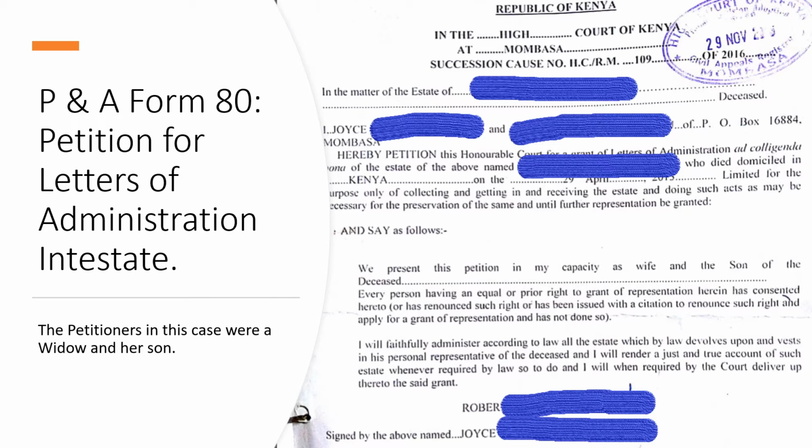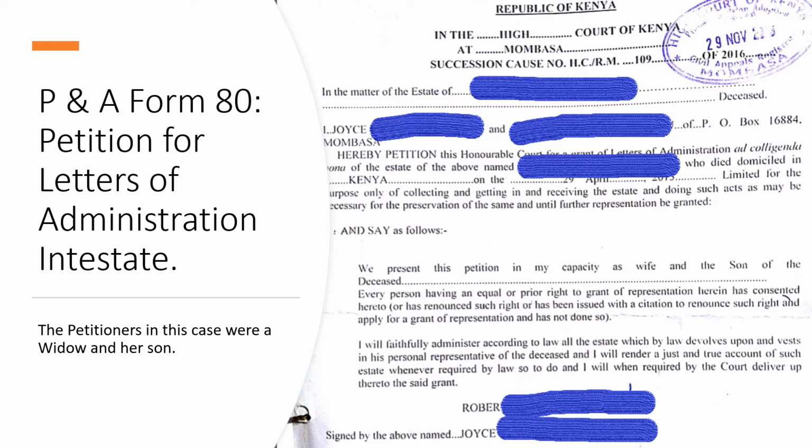And I've put that petition here so that you can at least see what your lawyer will be filing. If you look at this one, it says, I, Joyce, and the other person, which is her son, we hereby petition this honorable court for a grant of letters of administration for the estate of the above named person who died domiciled in Kenya on this and this day. So I'm presenting this petition in my capacity as a wife and as a son of the deceased, and every person having an equal or prior right to grant of representation herein has consented.